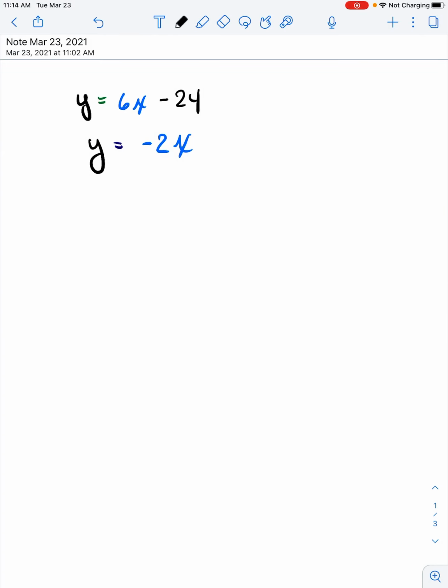Let's solve some systems of equations using substitution. So in our first example, do you see that we have the variable y is equal to two different expressions? We have y equals 6x minus 24, and y is also equal to negative 2x. What that means is that we can set these two expressions equal to each other.